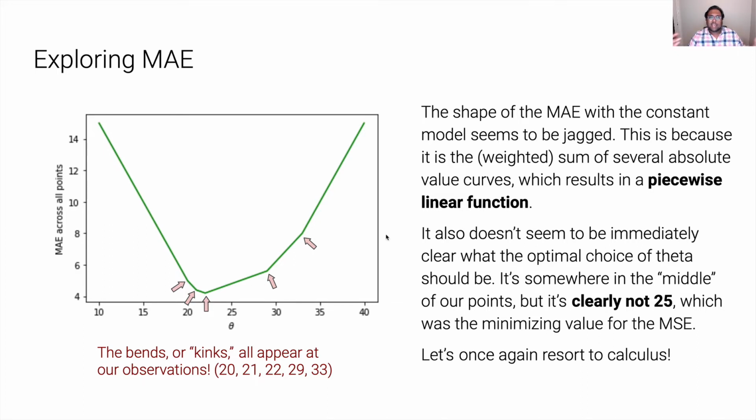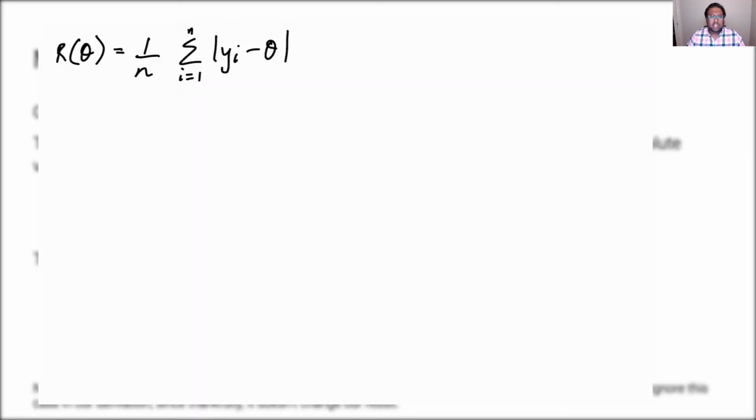So we know that the value of theta that minimizes mean absolute error is different than the value that minimizes mean squared error. And so now it's time to once again resort to calculus and determine what that value is for any data set. So once again, let's switch to the iPad and try and use calculus to determine theta hat in this specific case.